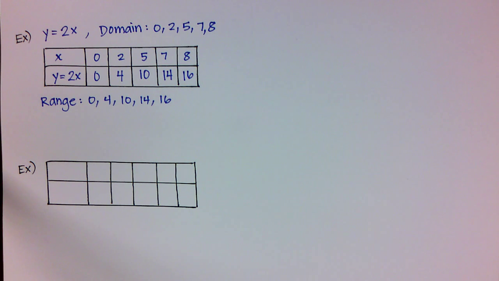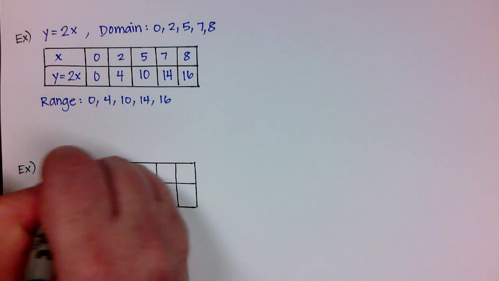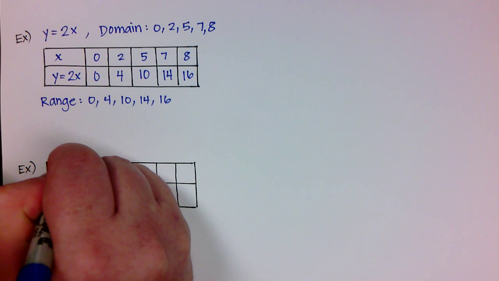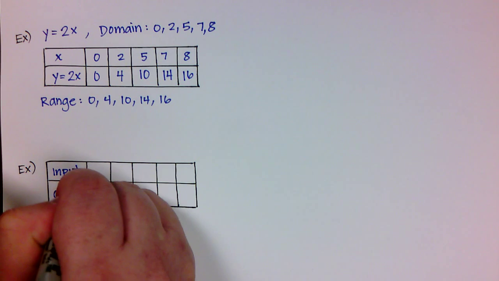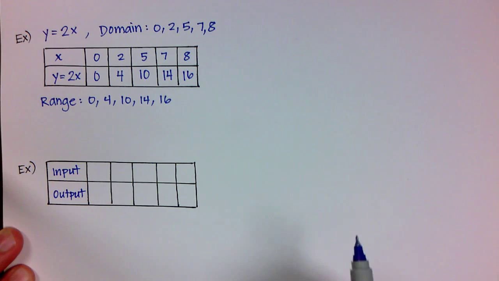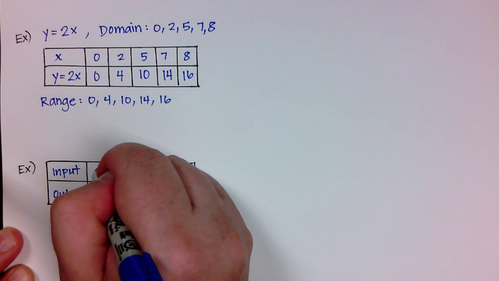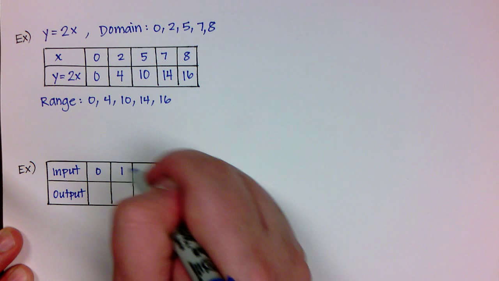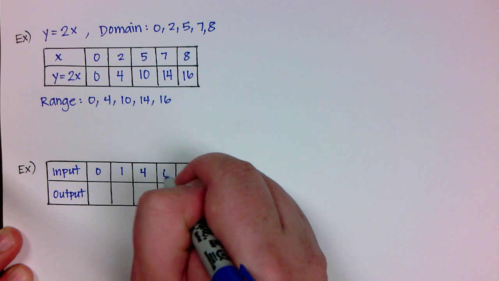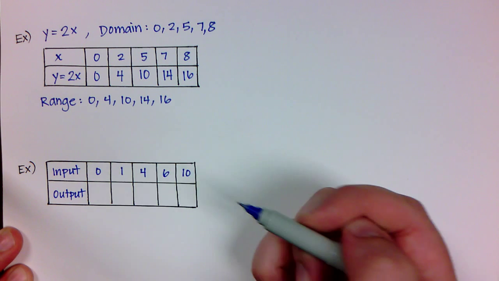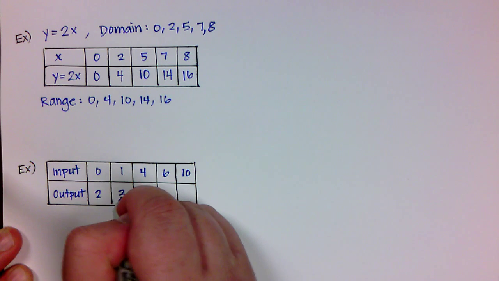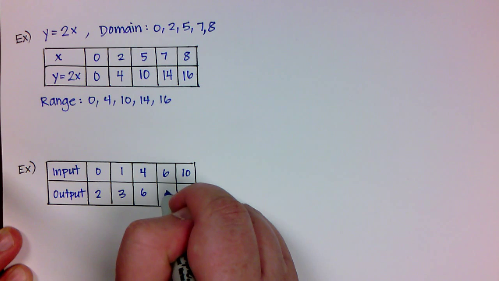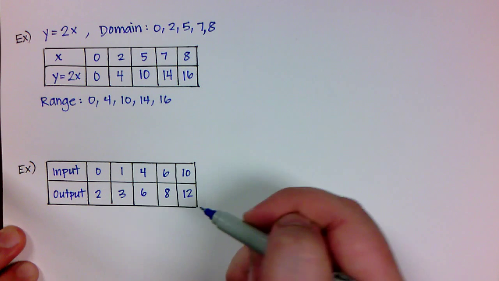Something that might be a little bit more difficult, though, is if you're given a table and they want you to find out what equation represents that function. So, you would just have to work backwards. Let's copy down what this table would be. I'm going to have my input and the output. And this table will already be filled out. So let's say our input are the numbers 0, 1, 4, 6, and 10. And the output are the numbers 2, 3, 6, 8, and 12.